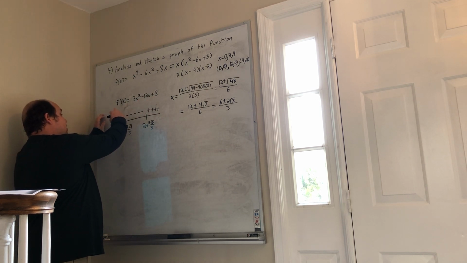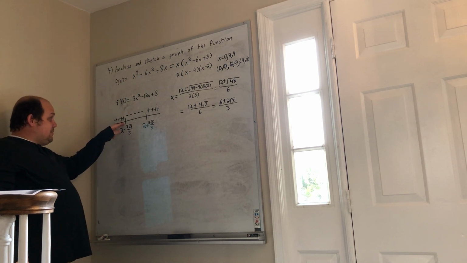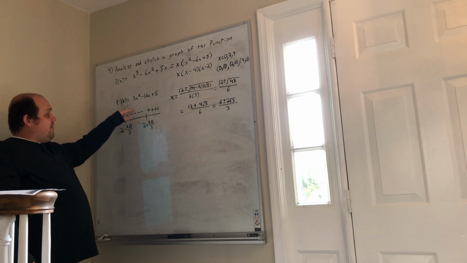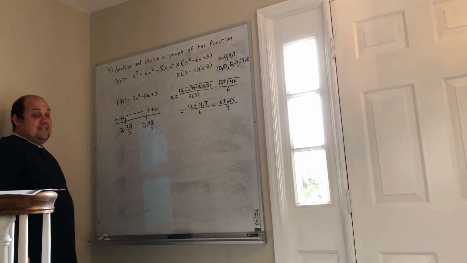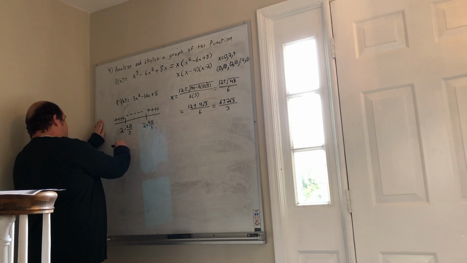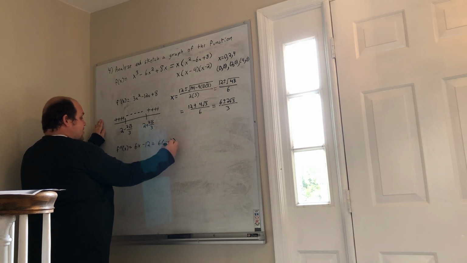a total of positive. What I now know is that at this point I have a relative max because it went positive to negative. At this point I have a relative min because it went negative to positive. I'm now going to take the second derivative, f double prime of x. When I do that, I get 6x minus 12, which factors to 6 times x minus 2.